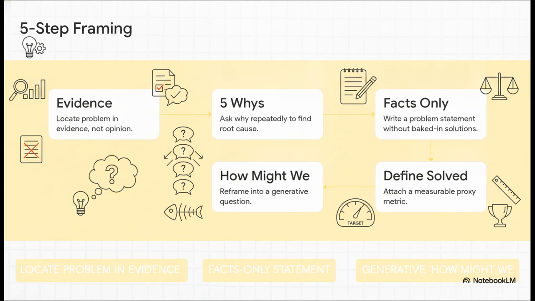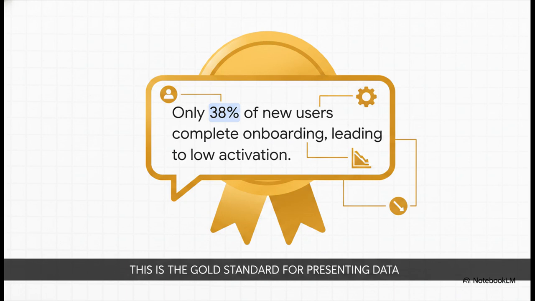Third, you write a facts-only statement. Fourth, you clearly define what solved actually looks like. And fifth, you convert the whole thing into a generative how might we question to open up those creative possibilities. Let me show you what a perfect Step 3 statement looks like in practice. Only 38% of new users complete onboarding, leading to low activation.